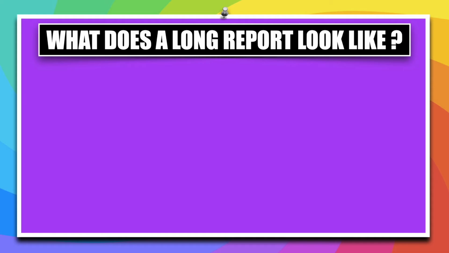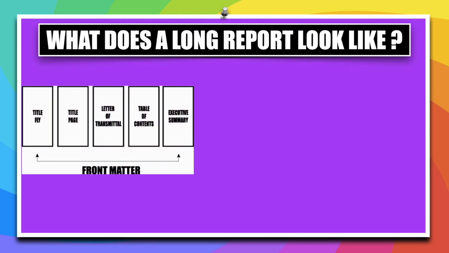So, what does a long report look like? It has three distinct sections, starting with the front matter. It is also known as the prefatory part and should remind you of the word preface. This part prepares the reader and gives them a fair grounding about the coverage of the actual report.